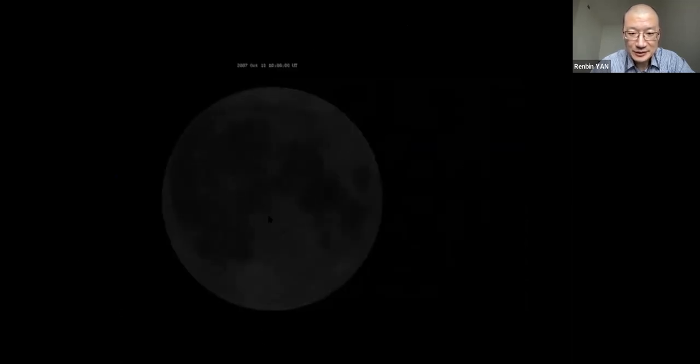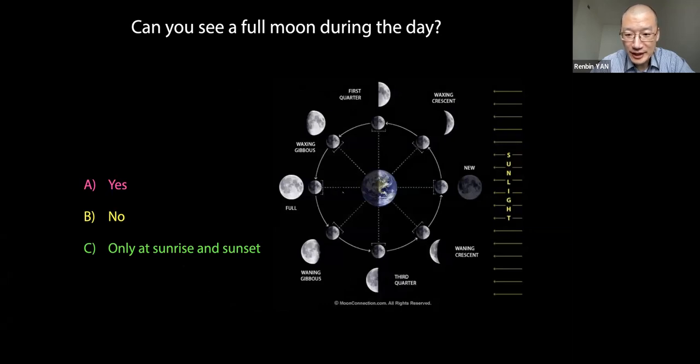Sorry, I didn't draw the horizon. If you want to see the full moon during the day, that means it has to be during the day, and you also have to be able to see the full moon. That means the full moon has to be above the horizon, so the horizon has to be facing somewhere towards this direction. But then that will be night for that person. So the only time when both the full moon and the sun are above the horizon is at sunrise or sunset, because the full moon is in the direction opposite to the sun.